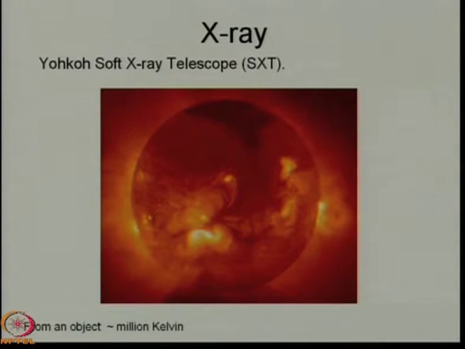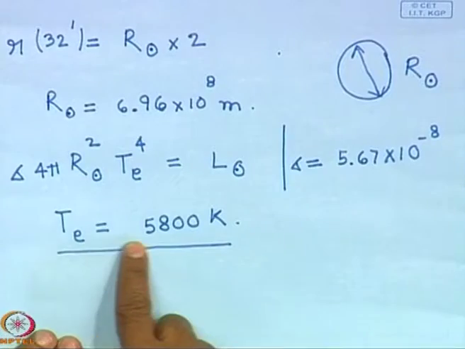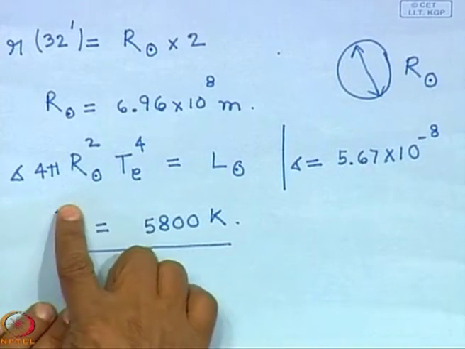This is an X-ray picture of the sun. This picture has been taken by the Yohkoh Soft X-ray telescope, and the X-ray radiation coming from this, if you compare it with the black body spectrum, would correspond to something like 1,000,000 Kelvin, which is quite different from the temperature which characterizes the bulk of the radiation, which is at 5800 Kelvin. So, the actual X-ray radiation from the sun is far in excess of what you would expect from a black body spectrum of this temperature.